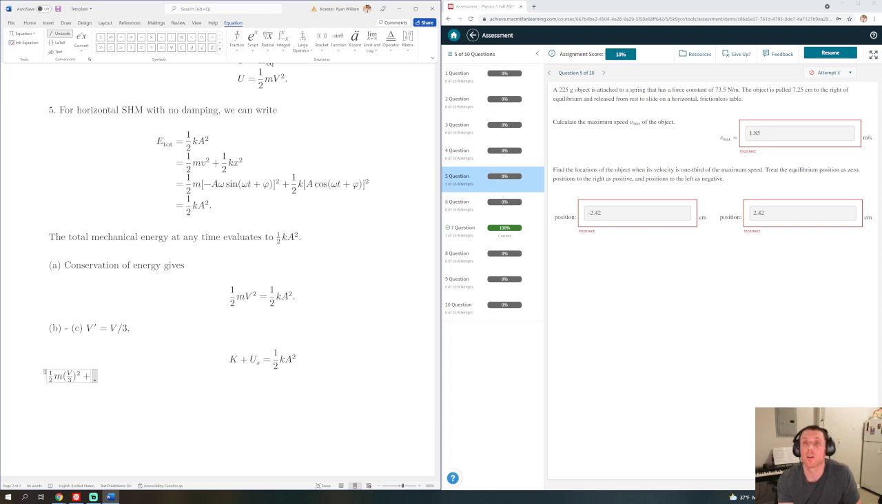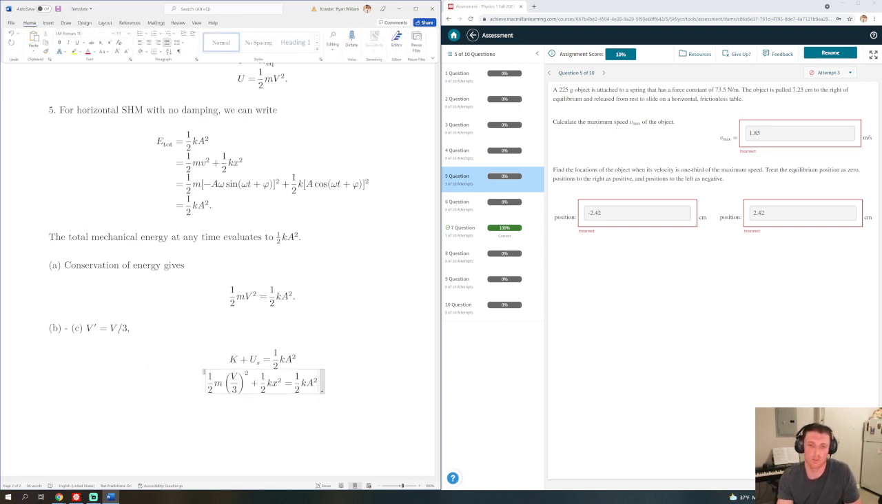Well, how do I say this? We're saying that the speed is not the maximum speed, and the maximum speed for undamped simple harmonic motion in the horizontal direction always occurs at the equilibrium position. So what we do is we just write this. We have to account for the fact that there's still elastic potential energy because the spring is not at its equilibrium length. And then we just set this equal to 1/2 k a squared. And we just solve for this.